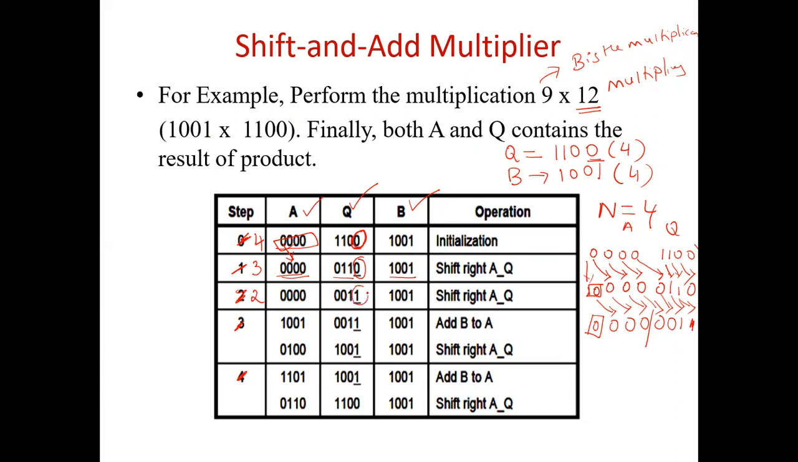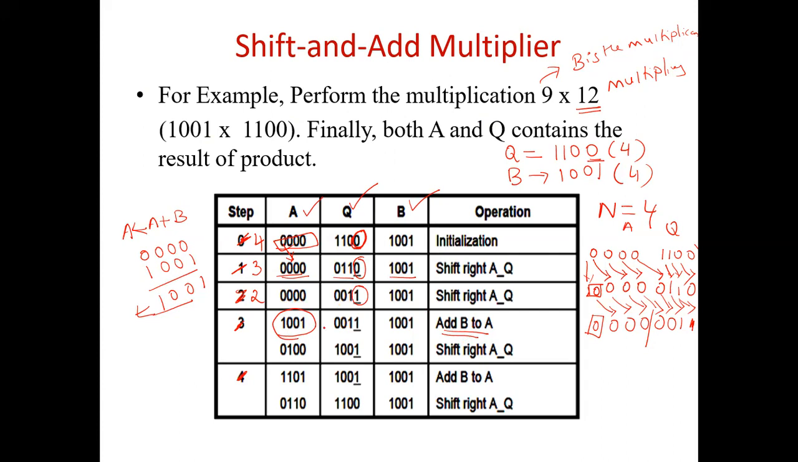Again I will check my Q naught, but Q naught is 1. If Q naught is 1, I have the condition A becomes A plus B. What is the A value right now? 0, 0, 0, 0. What is my B value? 1, 0, 0, 1. So add B to A, and the result will be stored in A.